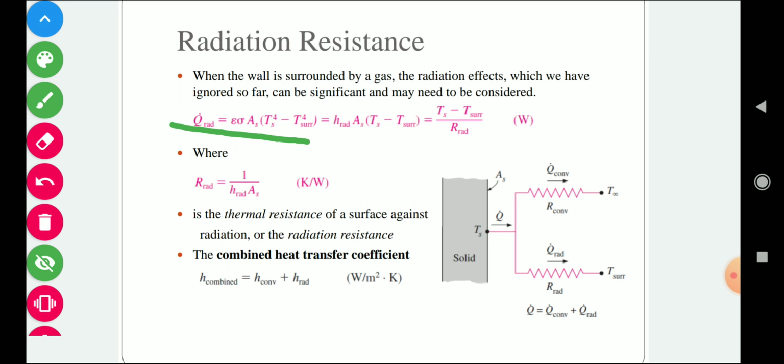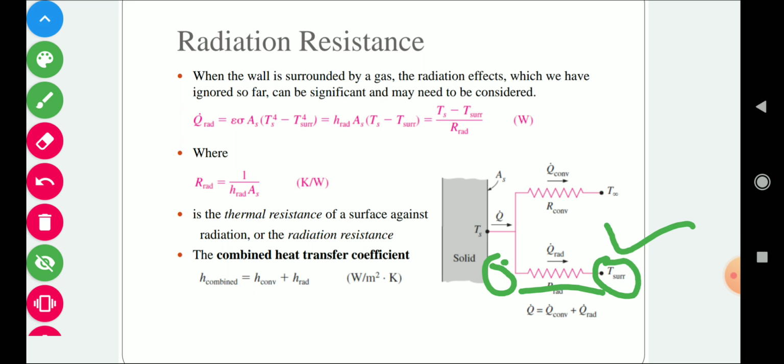If we write this equation in the equivalent form of convective heat transfer, it can be written as h radiation As (Ts minus T surrounding). This h radiation is the equivalent heat transfer coefficient for radiation heat transfer. If we write this equation in the equivalent form of the convection equation and rearrange it, we get R radiation equal to 1 upon h radiation As. Again, if you look at this diagram, the heat is transferring through radiation. Here we have some inlet temperature, here we have the outlet temperature, with a radiative heat transfer resistance through which heat is transferring.